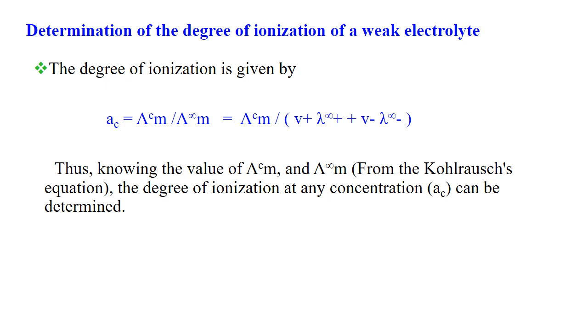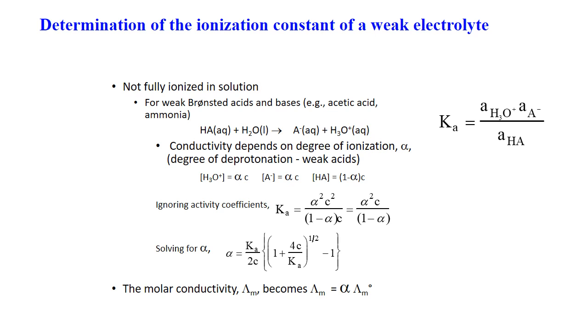Determination of the ionization constant of a weak electrolyte. Here the electrolyte is not fully ionized, so we will use the Lowry-Bronsted theory, meaning we add water and see whether it gives H3O plus ions or OH minus ions. Here we have taken the example of acetic acid. HA is any weak organic acid. If we add water, we will get H3O plus and A minus.